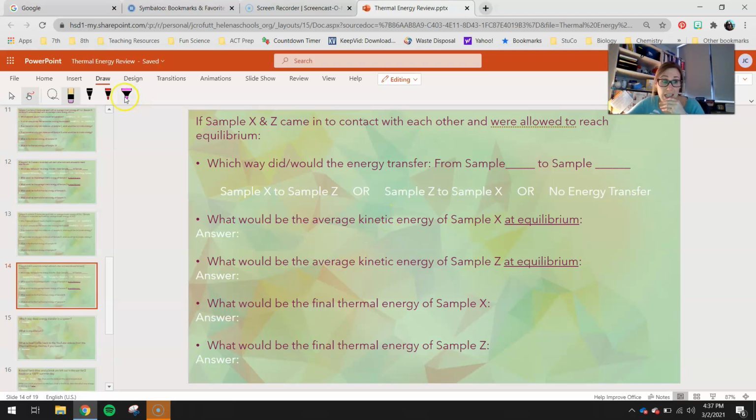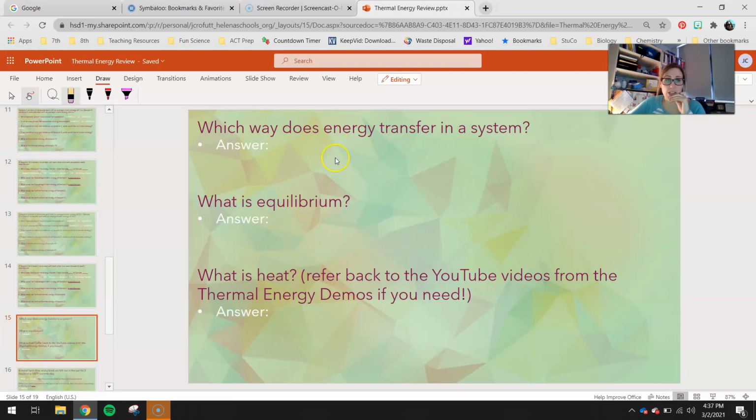What would be the average kinetic energy? As with the other two, these should be equal to each other. Okay, we're at equilibrium, so they should be equal. But on these last two, they are not the same size, so you will not have the same total kinetic energy or thermal energy. All right, finally, moving on, just some vocab.